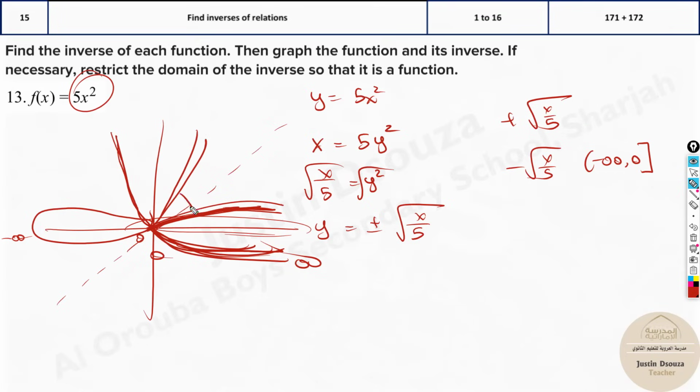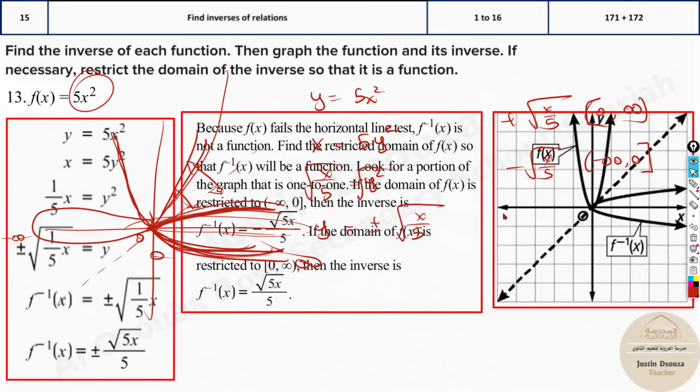Why? Because you can see they are the inverse, right? So this part, here it is 0, closed bracket, and open bracket will be infinity. So that will be the answer. That is the restriction. You can see here the final answer. That is the rough graph.